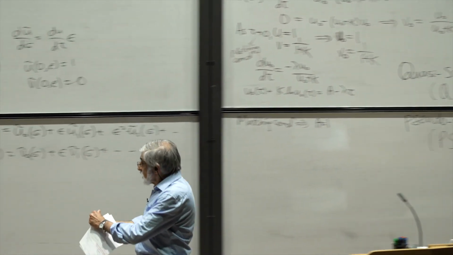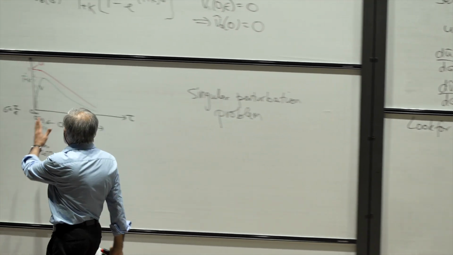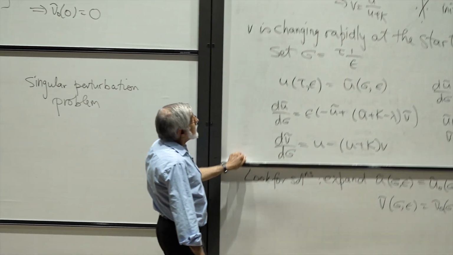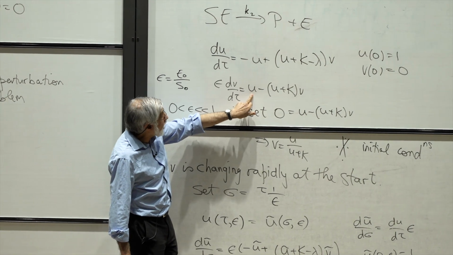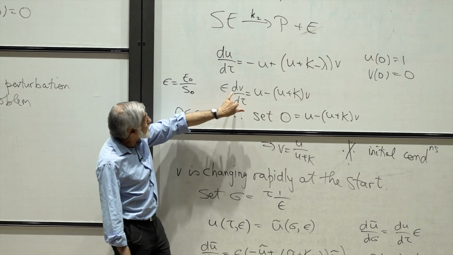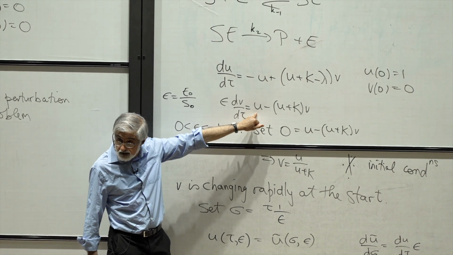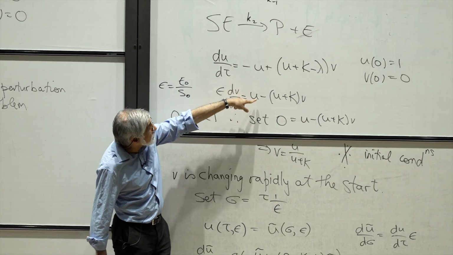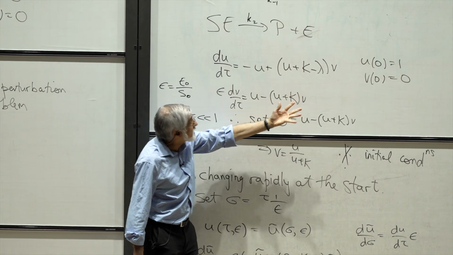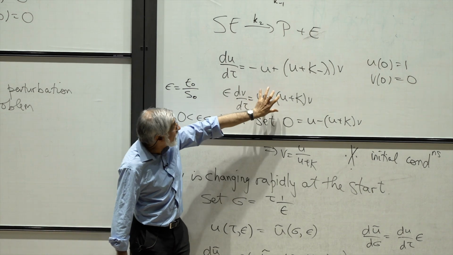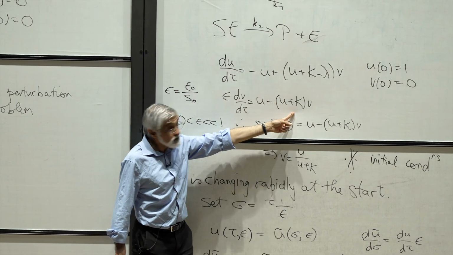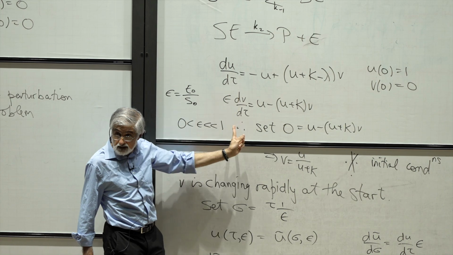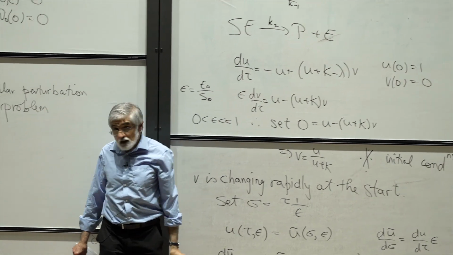Okay? So in other words, after this initial very fast change, which occurs because this is 1 and this is 0, so dv by d tau is 1 over epsilon, what's happening is this is coming down because u is decreasing, and v is coming up because v is increasing. So after a while, this becomes small. So we are absolutely justified in putting that to be 0, because dv by d tau is no longer very large.